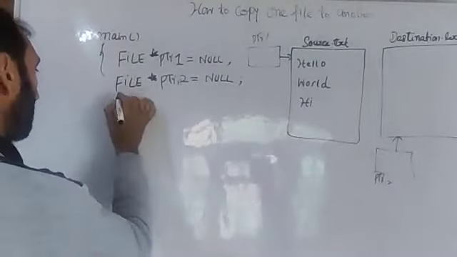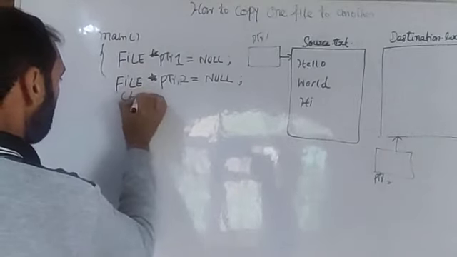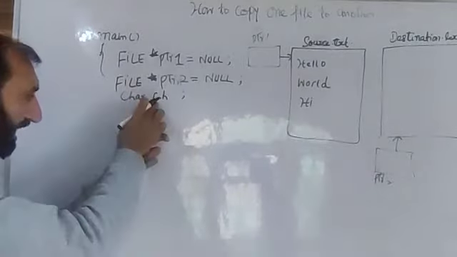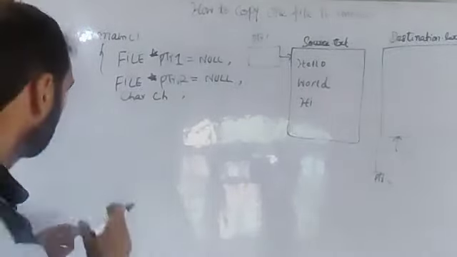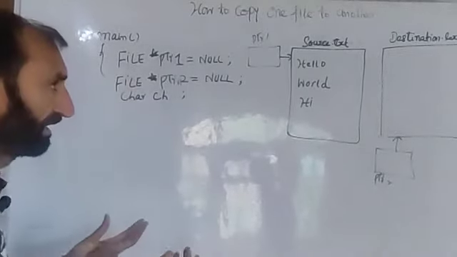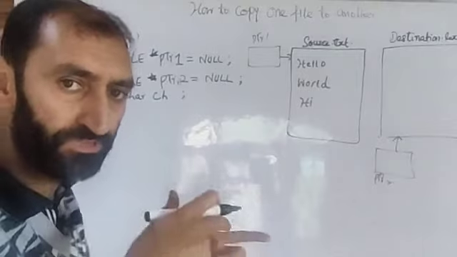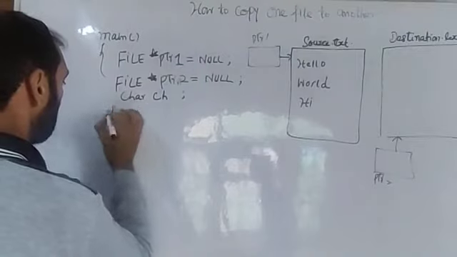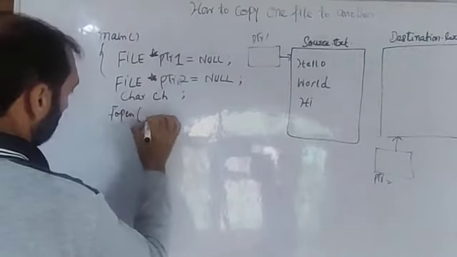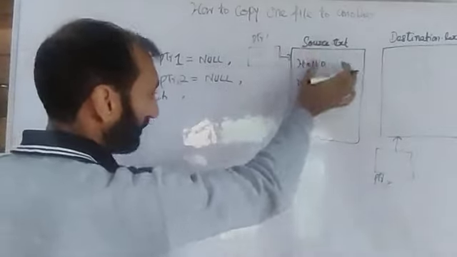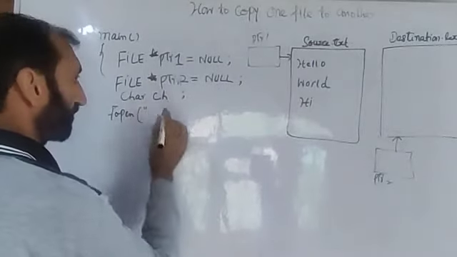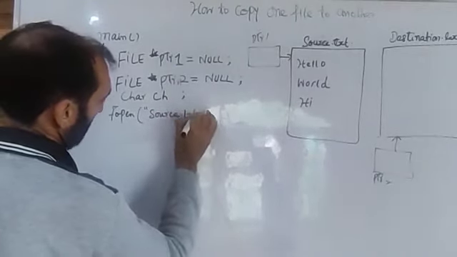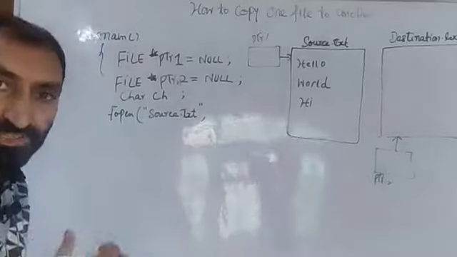After that, I am going to declare a variable ch of type char. First I will open the file, because in order to perform an operation on a file, first we have to open it. fopen is used to open a file. First we will open the source file. The name of the source file is source.txt, and then the mode in which we want to open it.